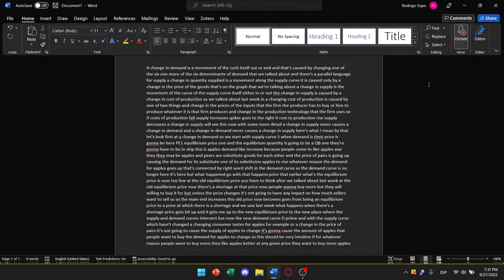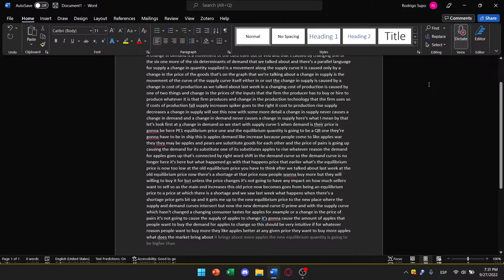Well, what does the market bring about? Yep, it brings about more apples. The new equilibrium quantity is going to be higher than the old equilibrium quantity because the new demand curve intersects the supply curve at a higher equilibrium quantity, so we get a higher quantity, and we get a higher equilibrium price.